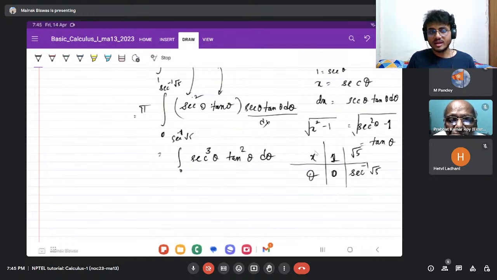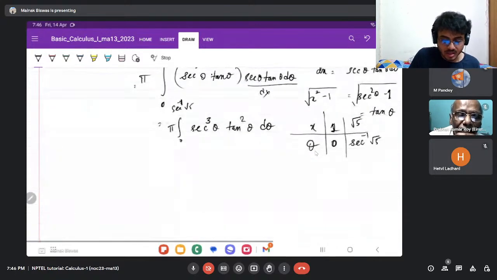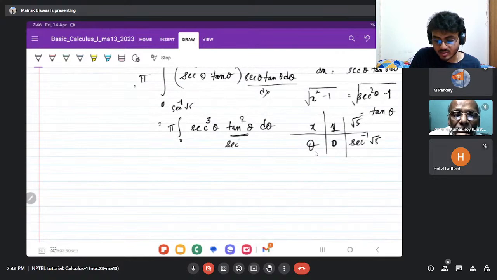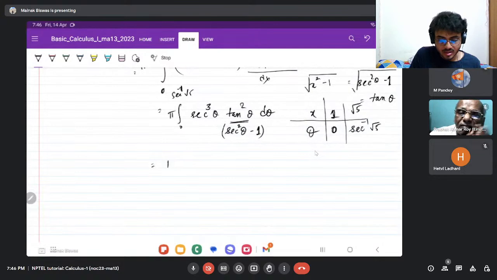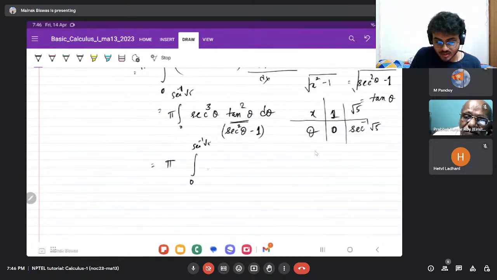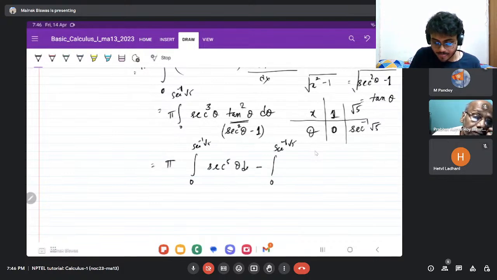Any time you have a sec equation, it is a well-known reduction formula. So what do I mean by a reduction formula? You see, tan square I will write in terms of sec square theta minus 1. Agreed? So I will get pi times the integral from 0 to sec inverse root 5 of sec to the power 5 theta, minus the integral from 0 to sec inverse root 5 of sec cube theta d theta.